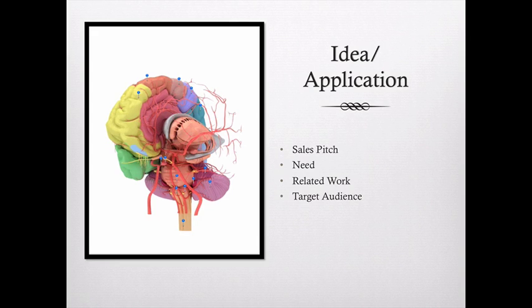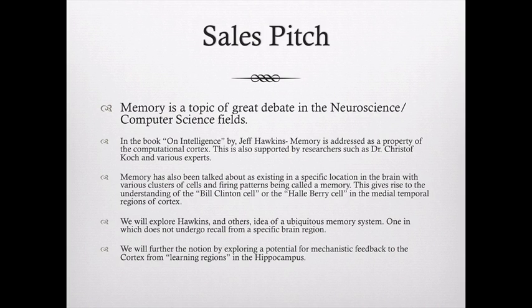I'm going to talk a little bit about the cortex and the brain and Jeff Hawkins and his book on intelligence. We're also going to be talking about memory, basically because it's a topic of great debate. It's studied by many great researchers such as Dr. Christoph Cook, Jeff Hawkins, Jack Groh. There's a whole lot of people, obviously, who study this and have been talking about memory and the hippocampus and the cortex and basically what is memory? How can we think about it?